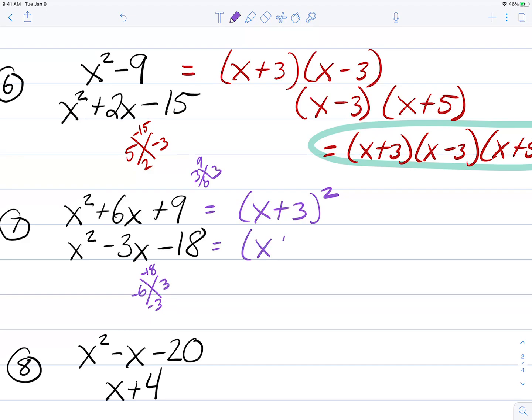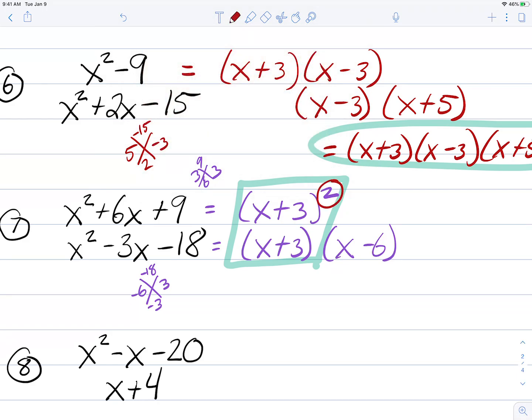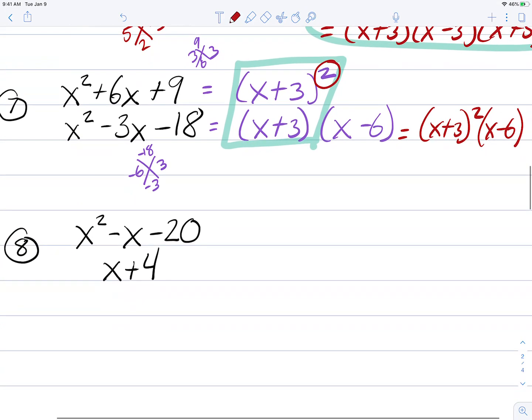So I have an x plus 3, but I only have one of them, and I have an x minus 6. So this goes back to the highest exponent. So while these two are the same trinomial, the highest of its exponents is that 2. So the LCM is going to have an x plus 3 squared, but it also has an x minus 6. Because I need to fill in this gap right here with the x minus 6. Okay, let's try one more.